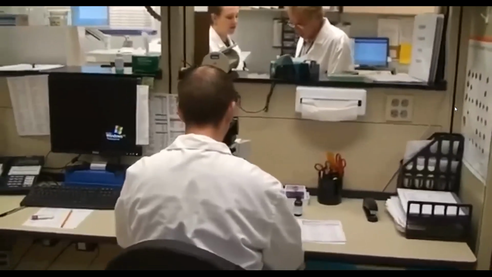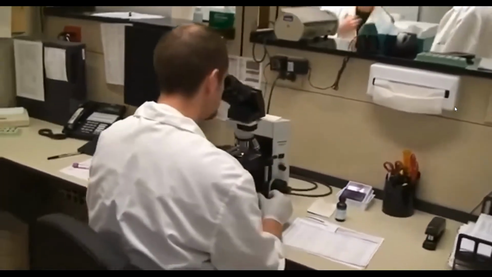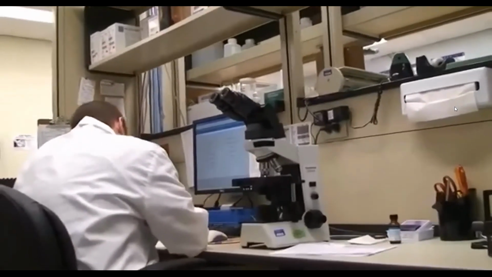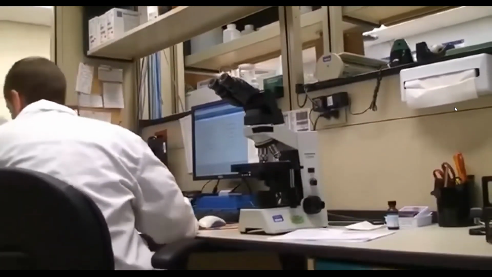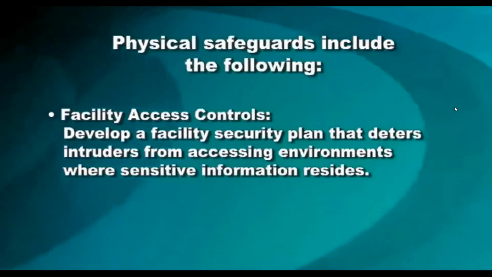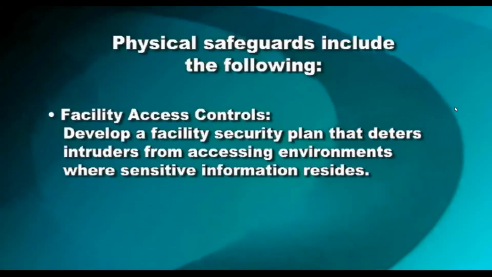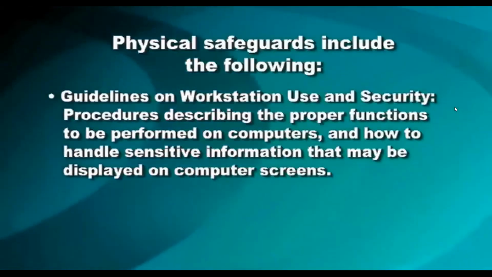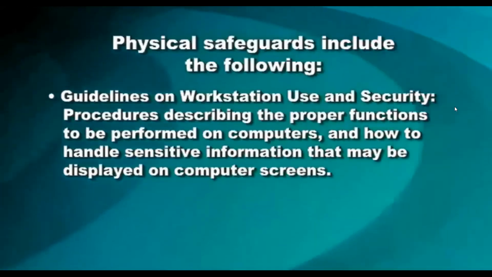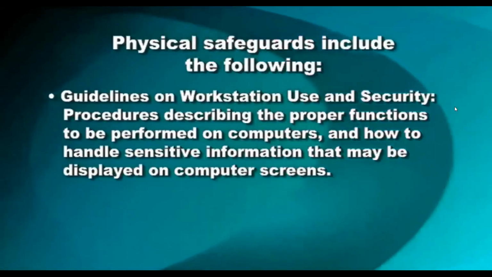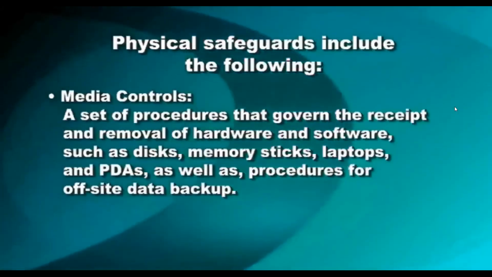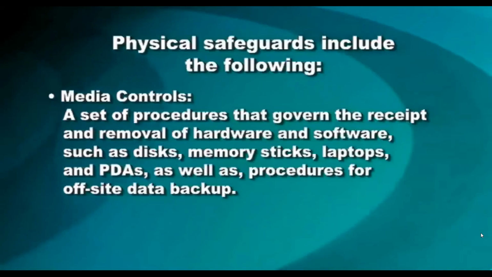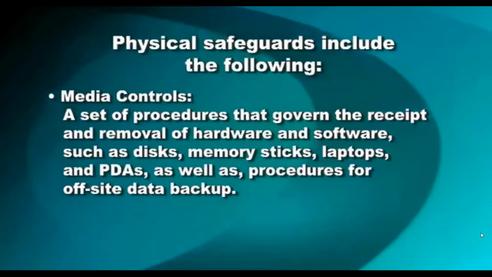And physical safeguards. The security rule also requires a number of physical steps to ensure that PHI contained in computers is properly protected from environmental hazards, as well as from unauthorized intrusion. Physical safeguards include the following. Facility access controls: develop a facility security plan that deters intruders from accessing environments where sensitive information resides. Guidelines on workstation use and security: procedures describing the proper functions to be performed on computers and how to handle sensitive information that may be displayed on computer screens. And media controls: a set of procedures that govern the receipt and removal of hardware and software such as disks, memory sticks, laptops, and PDAs, as well as procedures for off-site data backup.